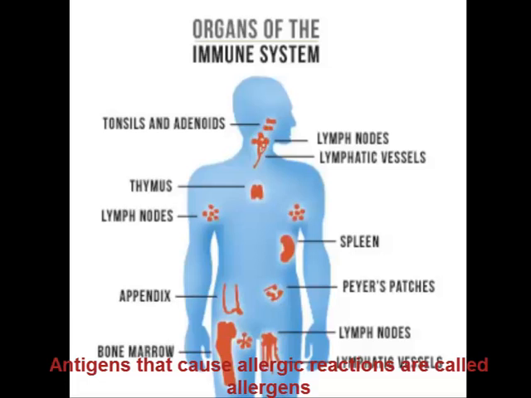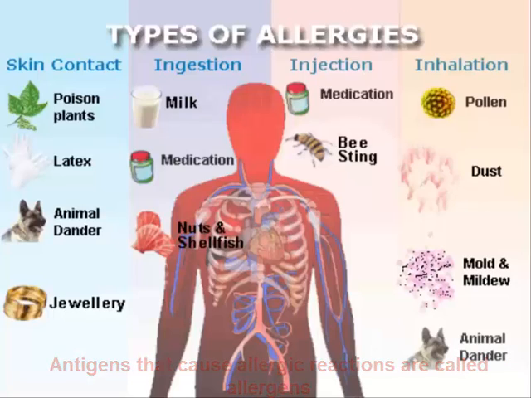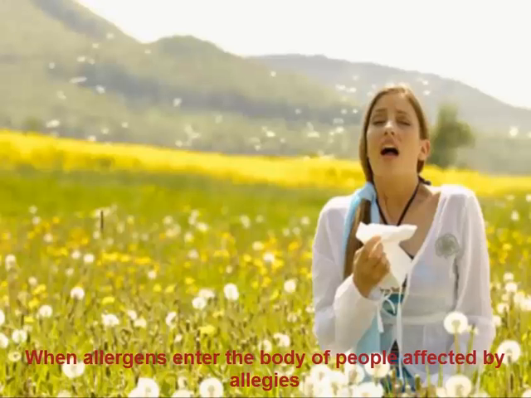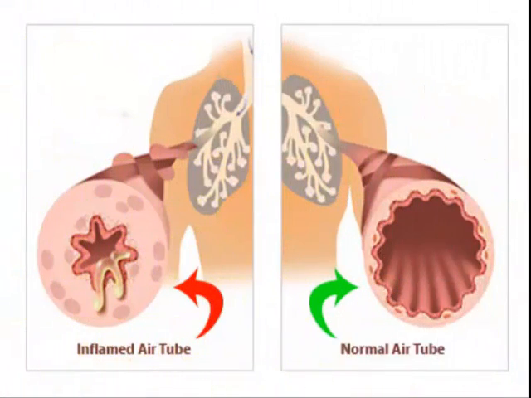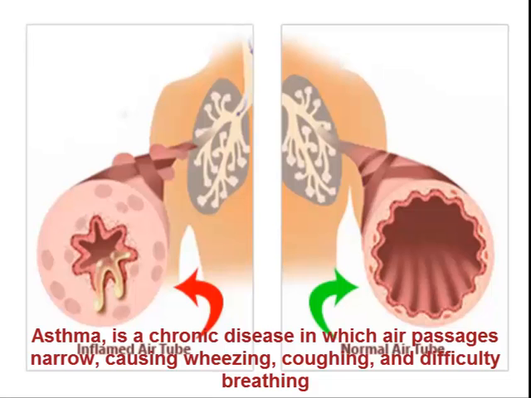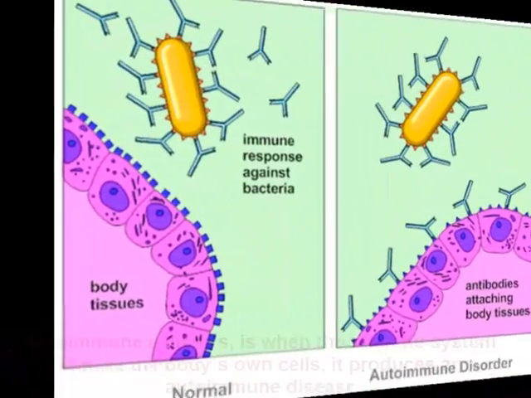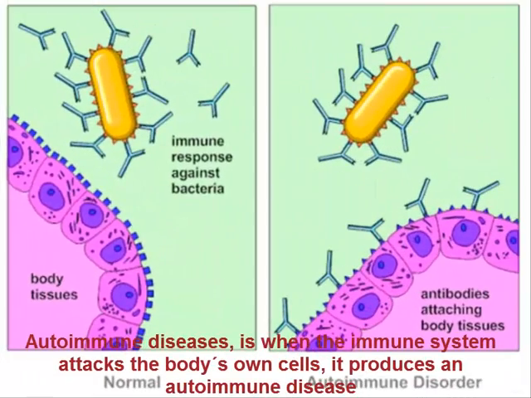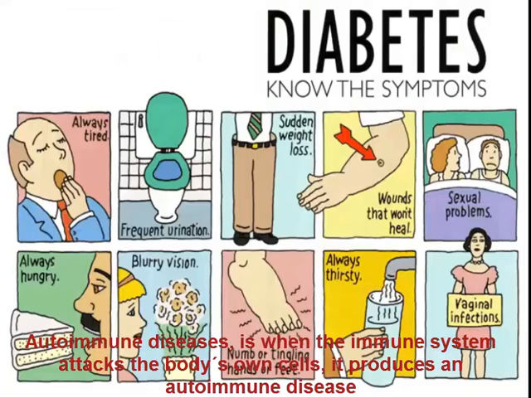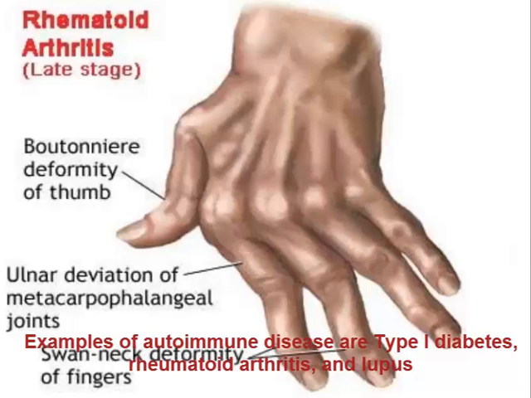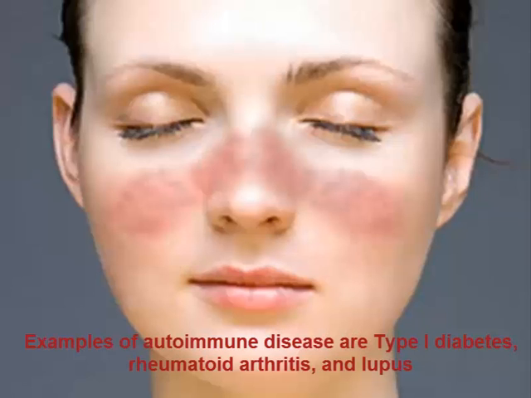Antigens that cause allergic reactions are called allergens, when allergens enter the body of people affected by allergies. Asthma is a chronic disease in which air passages narrow, causing wheezing, coughing, and difficult breathing. Autoimmune disease is when the immune system attacks the body's own cells. Examples of autoimmune diseases are type 1 diabetes, rheumatoid arthritis, and lupus.